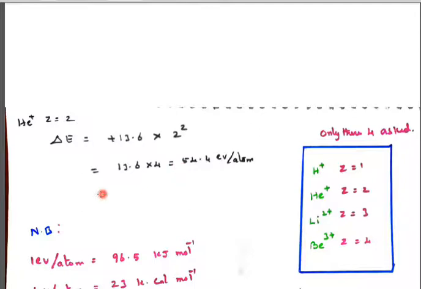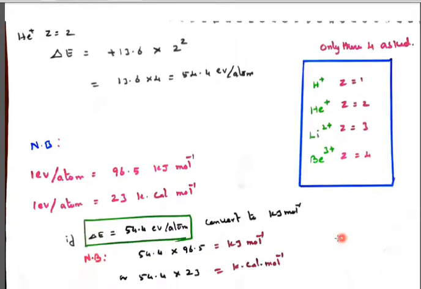But you should remember that only these four will be asked in the board exam: H, helium plus, lithium 2 plus, beryllium 3 plus. Hydrogen, if they ask, Z is equal to 1, learn it by heart. Helium plus, Z is equal to 2, learn it by heart. Lithium 2 plus, Z is equal to 3, learn it by heart. And Be 3 plus, Z is equal to 4.